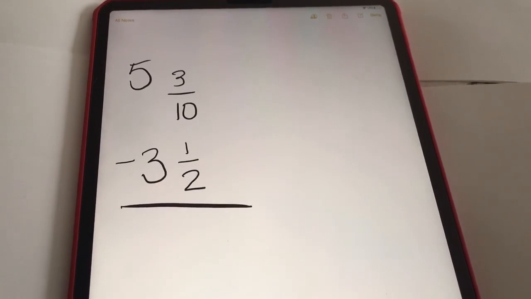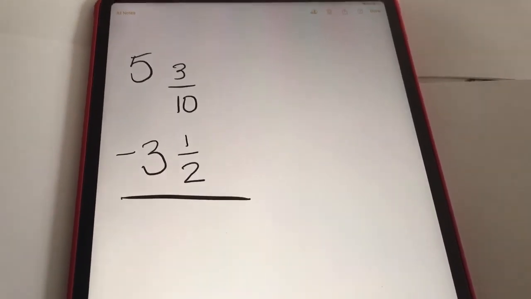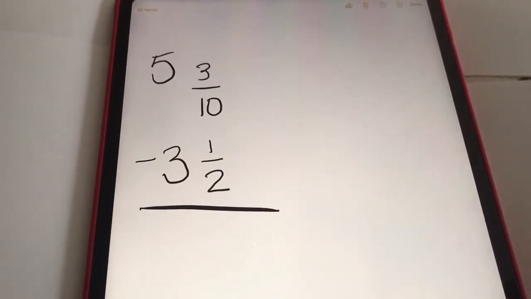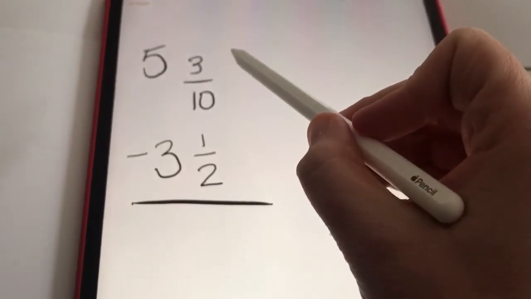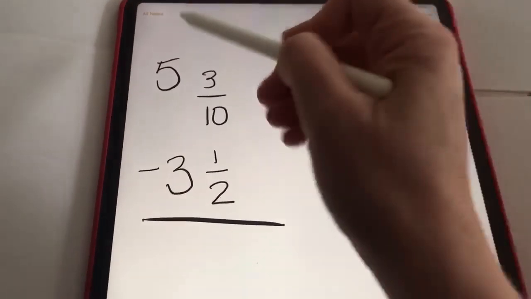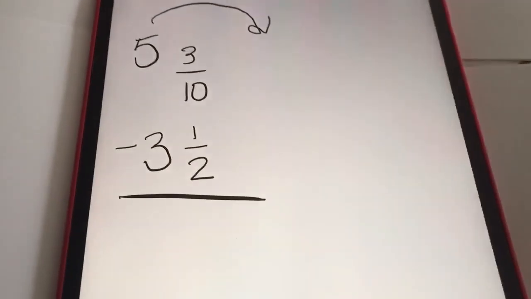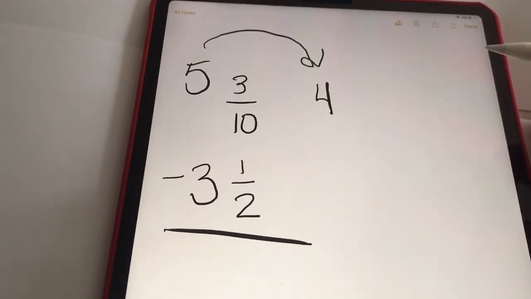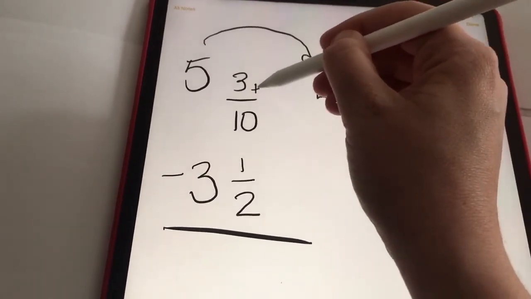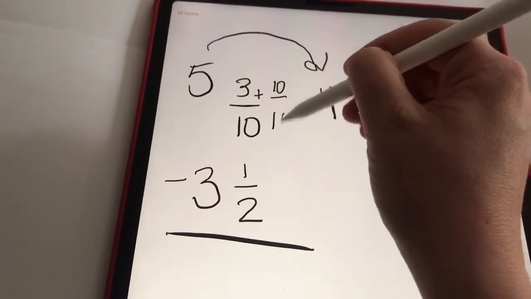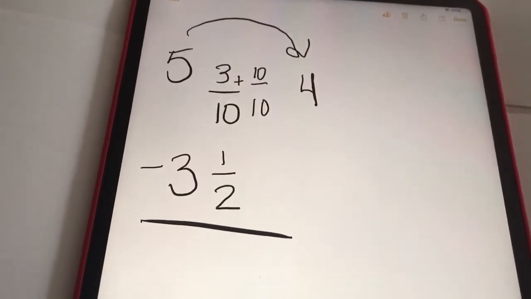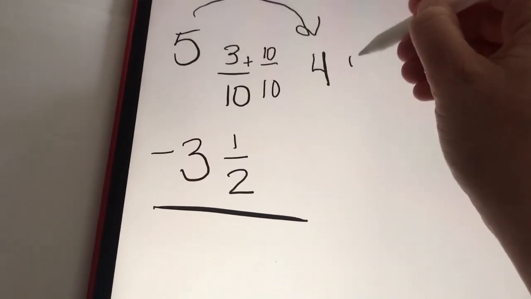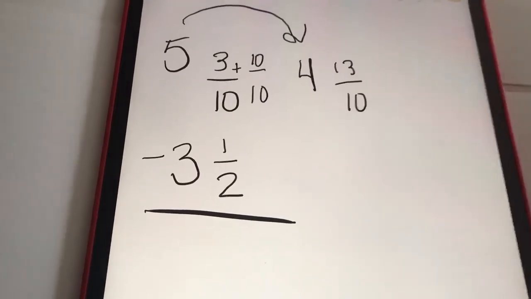All right, let's try another one. So I have 5 3/10 minus 3 1/2, okay? So already I can see here that 1/2 is greater than 3/10. So I have to regroup this number. Okay, so in order to do that, my 5 is going to become a 4 because I'm going to borrow a whole number. So because I'm borrowing, I'm going to add 10/10 to 3/10. Okay, because I'm borrowing a whole for 10/10. So when I do that, I get 4 13/10.